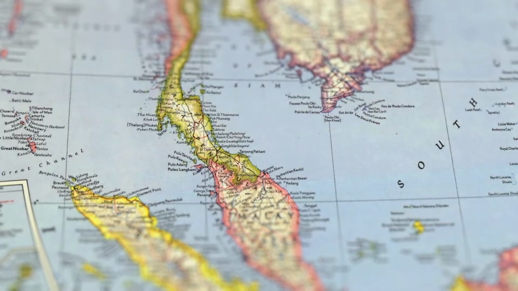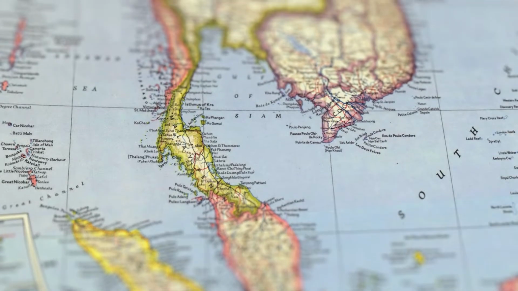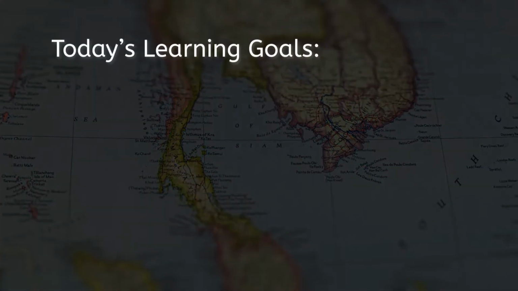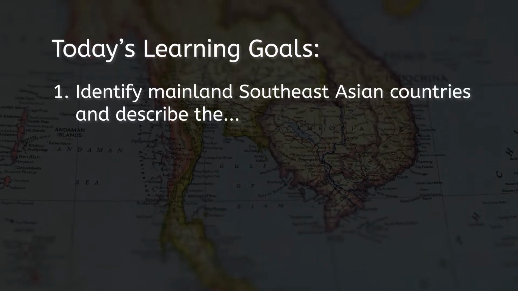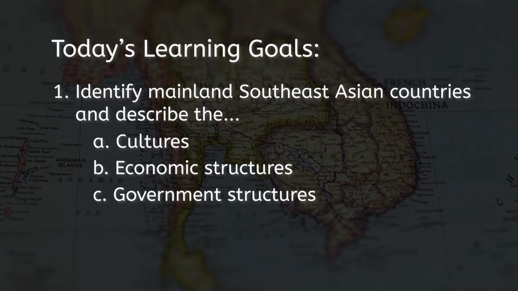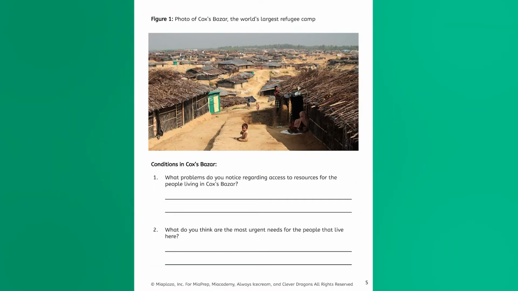Today, we'll trek through the jungles of the mainland nations of this region. While we're here, our learning goals are to identify mainland Southeast Asian countries and describe the culture, economic, and government structures of each. And remember to have the PDF for this lesson printed out before you get started so that you can respond to the questions in the lesson viewing guide. Are you ready, explorers? Let's get hiking!